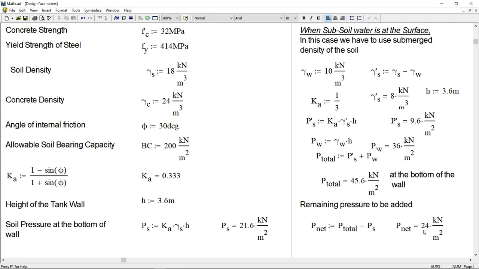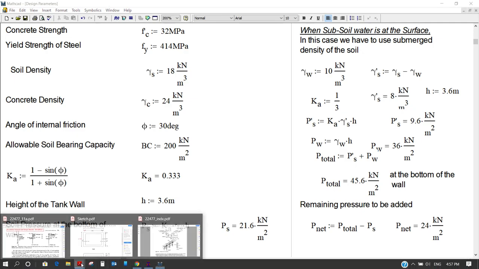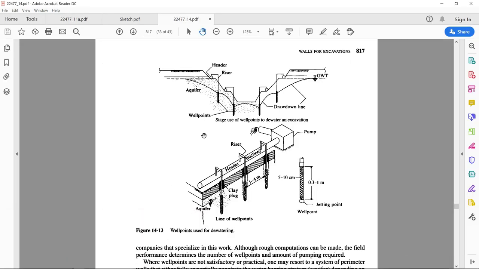Now, what is the impact? Here the impact is the buoyancy. This load on the wall is not the significant load. It is the impact of buoyancy, because in such an area, normally how is the construction done? When the water table is very high, normally well points are inserted and water is constantly pumped out so that the water table goes below the excavation level. And when our construction is done, these water pumps are stopped and the water level goes back.